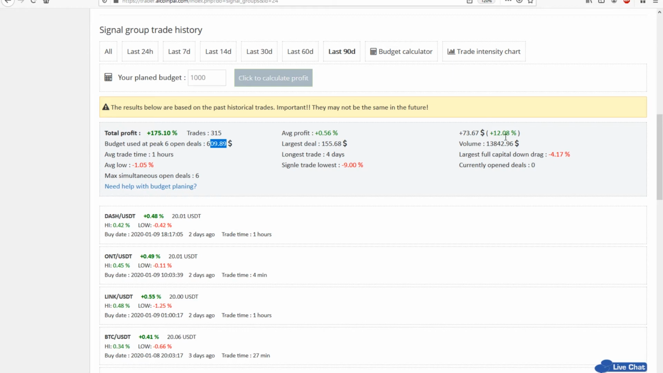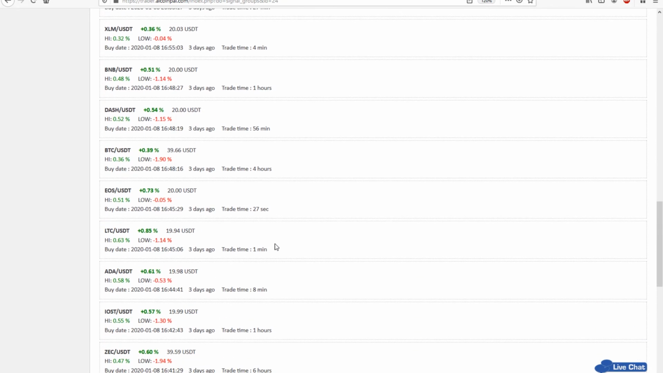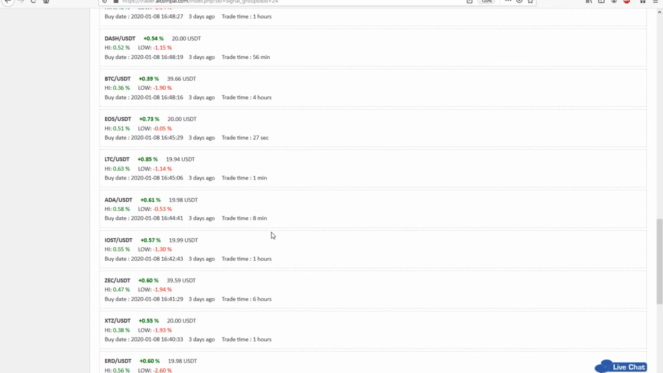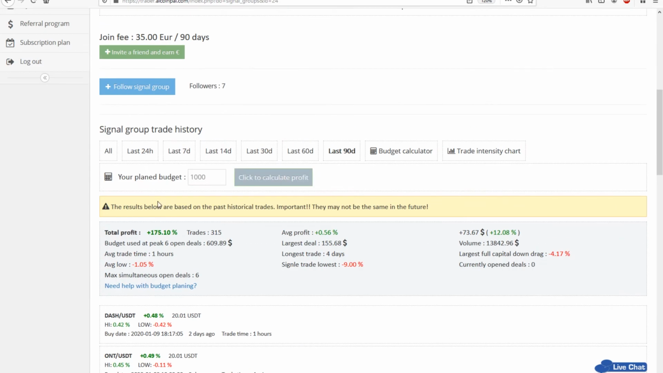But just because our bots are really designed for low risk trading, you can look at the largest full capital drawdown. It's only minus 4.70%. Average trade time is only 1 hour. But you can see how much time it took for a trade to get, let's say, like here, 0.73%. It took only 27 seconds. Some took 6 hours, some took 33 minutes, but overall it's 1 hour.